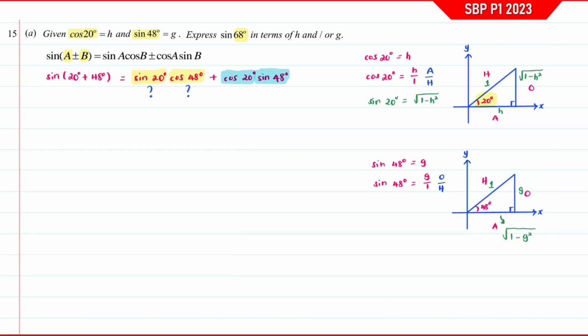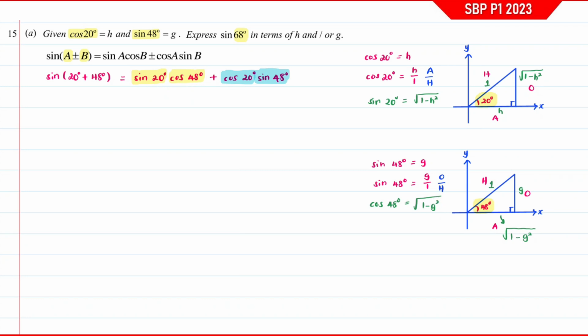And for cos 48 degree, we're going to refer to the 48 degree here. So cos 48 degree is equal to A over H. So in this case, it will be square root 1 minus G square over 1, which is equal to square root 1 minus G square.